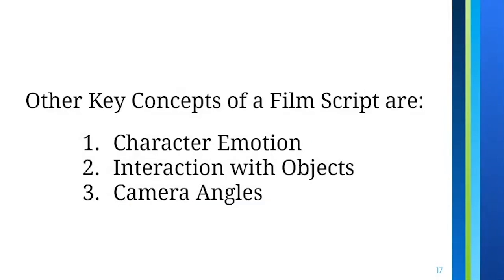Other key concepts to include when creating your film script are character emotion, interaction with objects, and the use of different camera angles. Character emotion can be body gestures and facial expressions, and it can also describe how a character is feeling instead of announcing it. Interaction with different objects can include a character in a kayak if they were going on an adventure on a lake. Using different camera angles within your film will enhance the overall delivery of it.